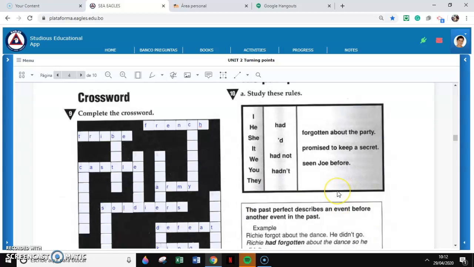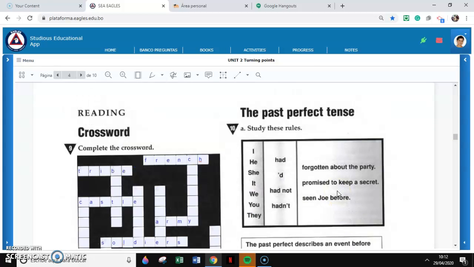So let's have a look at number 10, the past perfect tense. Study these rules. For all the subject pronouns, singular and plural ones, we use had for positive sentences, or we can also use apostrophe d, which is a contraction form for had. And for negative sentences in the past perfect tense, we use had not or hadn't, which is a contraction form of had not.